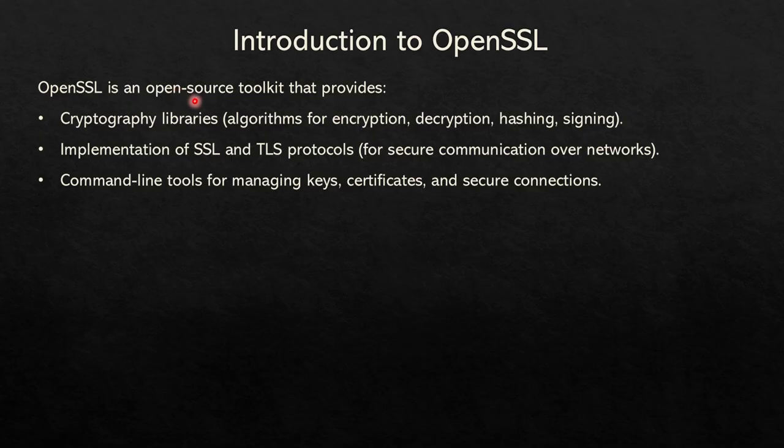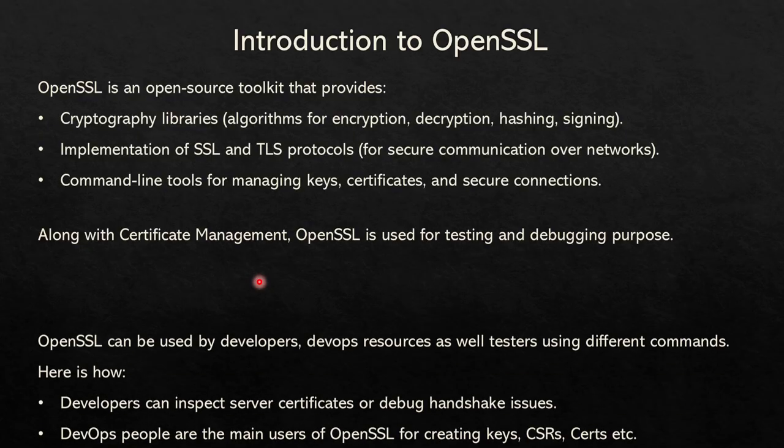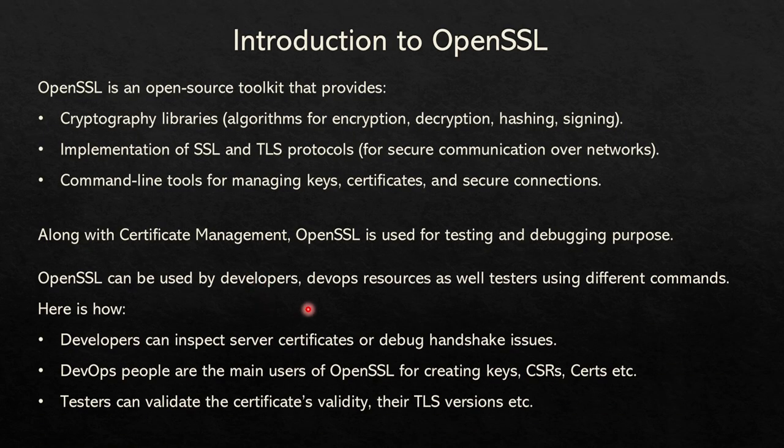OpenSSL is an open source toolkit that provides cryptographic libraries, which are basically the algorithms for encryption, decryption, hashing, and signing. We can implement the SSL and TLS protocol using this, and it also gives us command line tools for managing keys, certificates, and secure connections. Along with certificate management, OpenSSL is used for testing and debugging purposes as well. OpenSSL can be used by multiple roles like developers, DevOps resources, as well as testers.